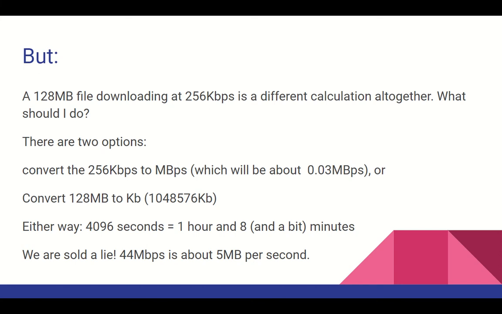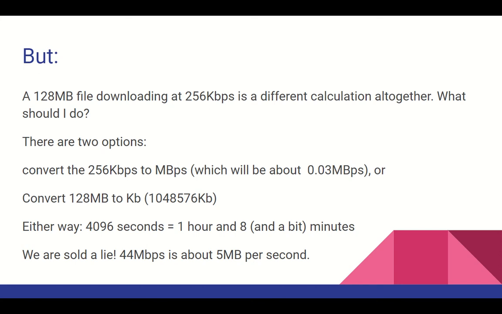Most of us say we have our blisteringly fast NBN connection of 44 megabits per second. Let's get real here, people. Divide that 44 by 8, please. Comes up at about 5 megabytes per second. We don't have blisteringly fast internet speeds in Australia. We really don't. We are sold a lie.